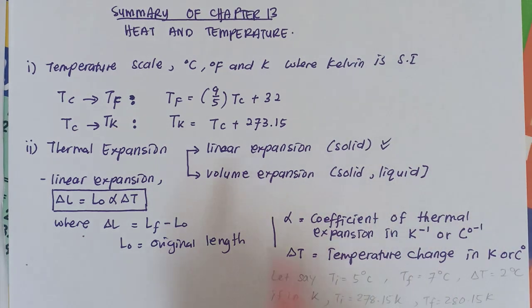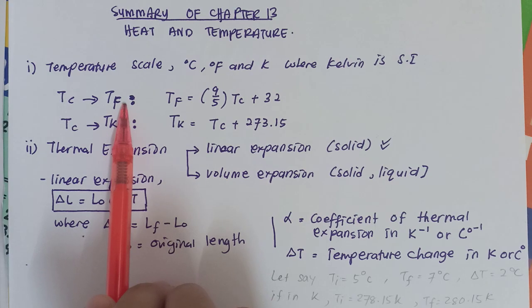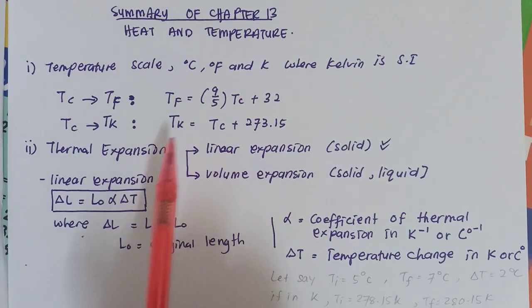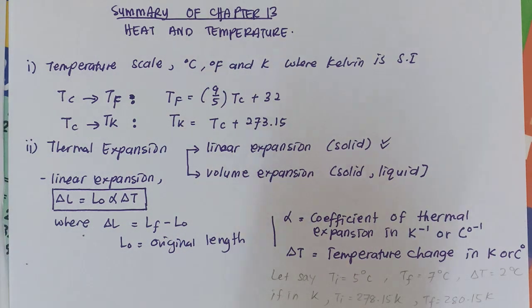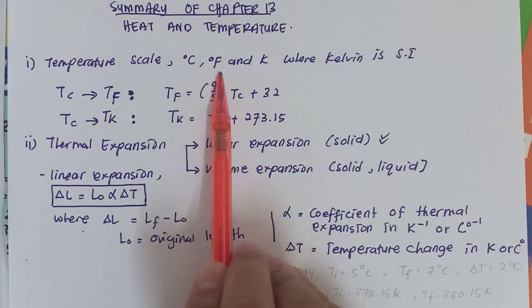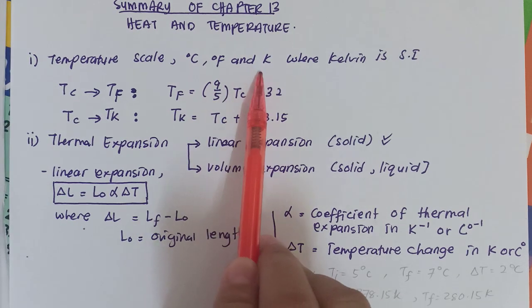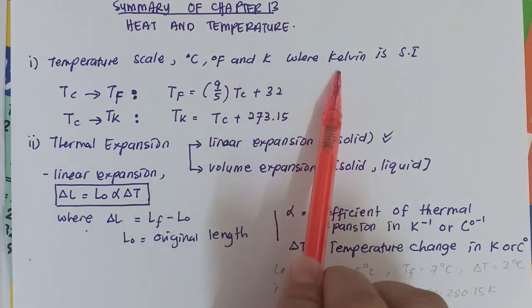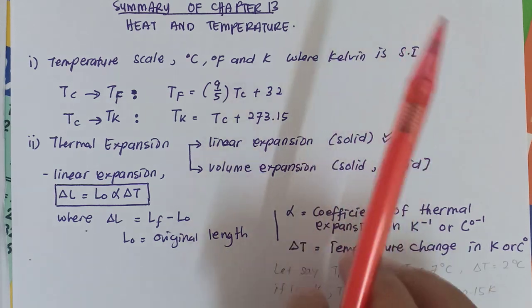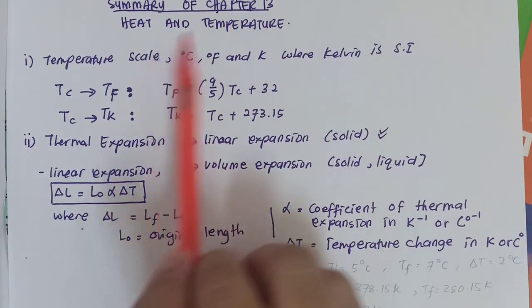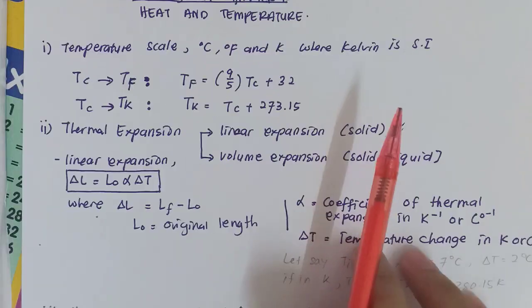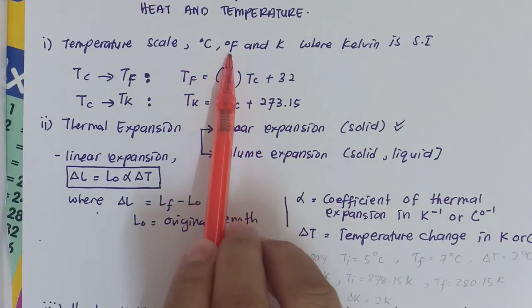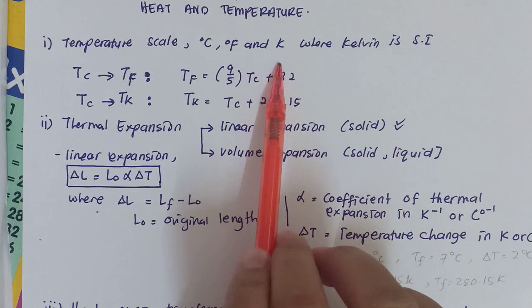So let's start. The first one is temperature scale. Normally you will see three temperatures used: degree Celsius, degree Fahrenheit, and also Kelvin. Please note that Kelvin is our SI unit. Since we have a lot of units, conversion needs to be done if you are given Celsius or Fahrenheit, since we will use Kelvin more.